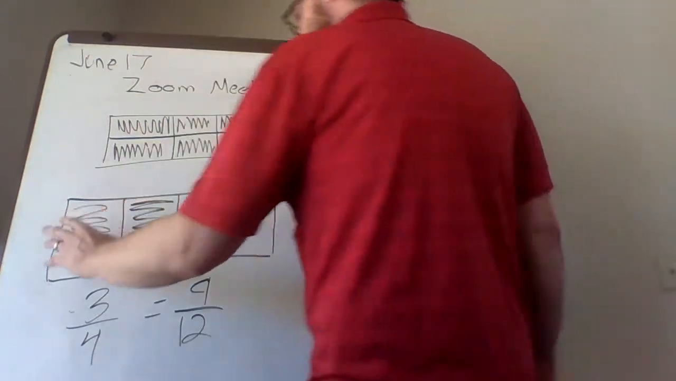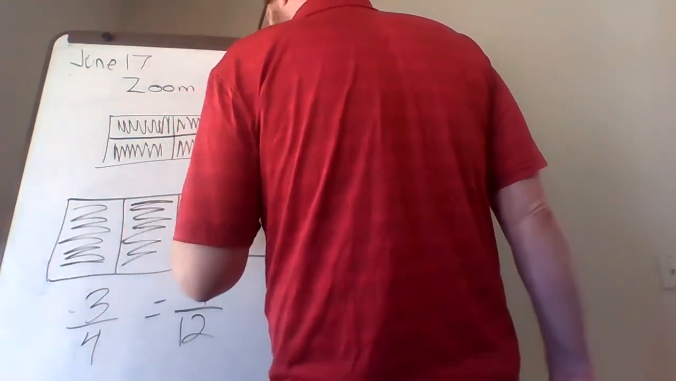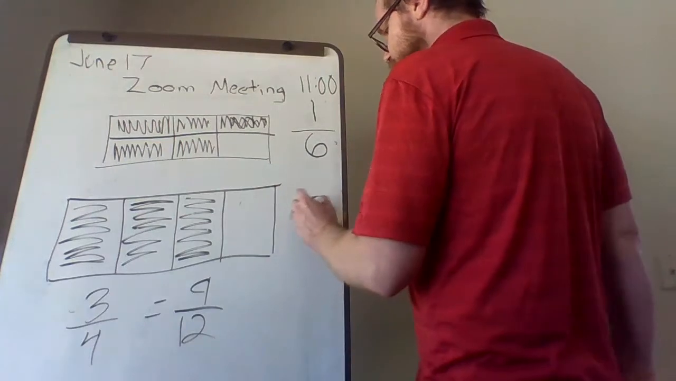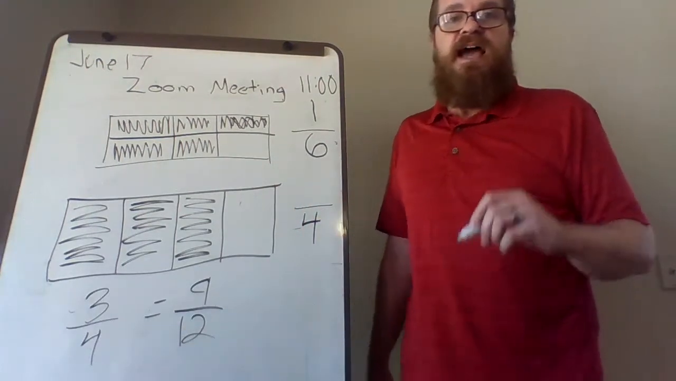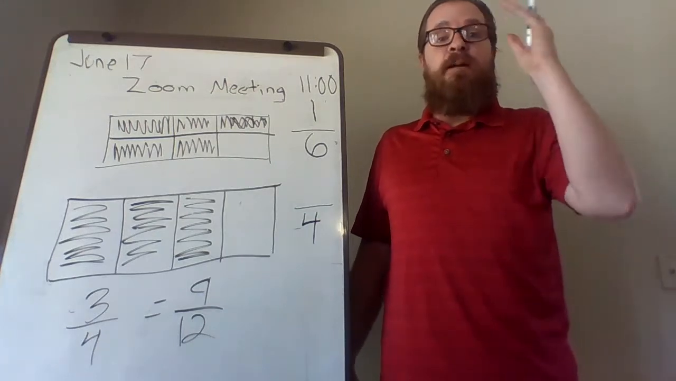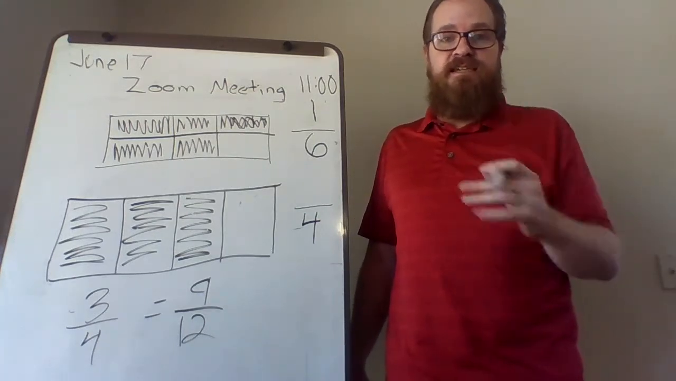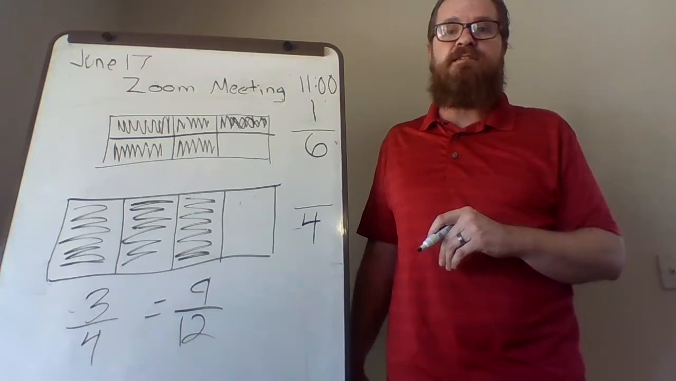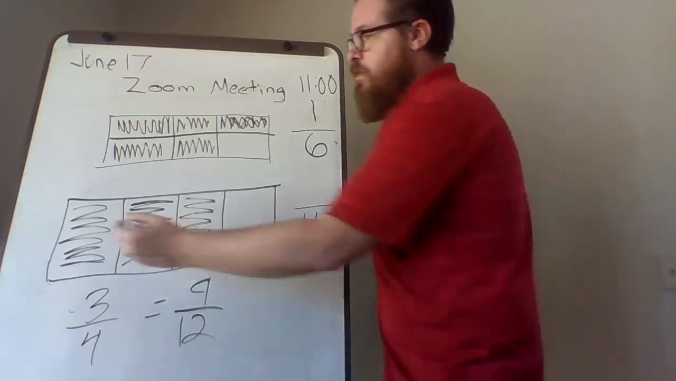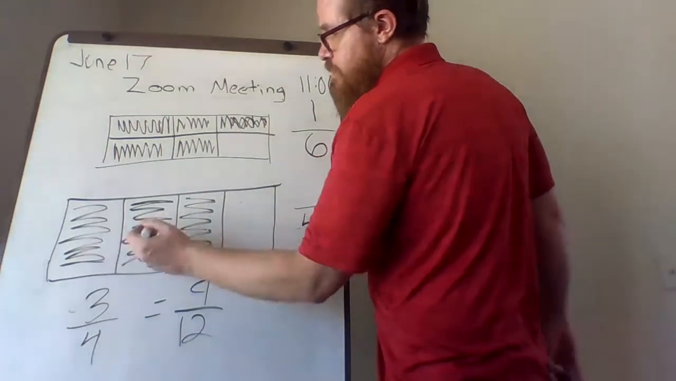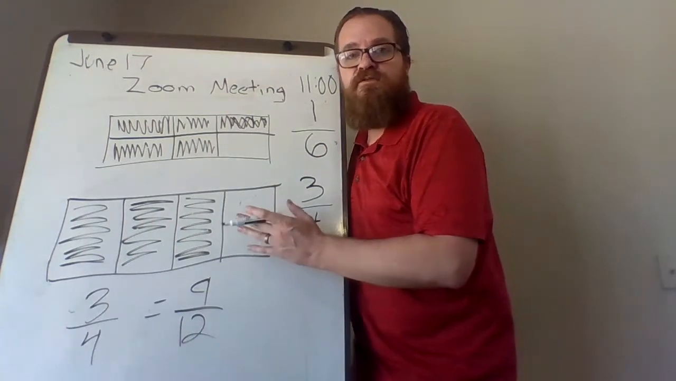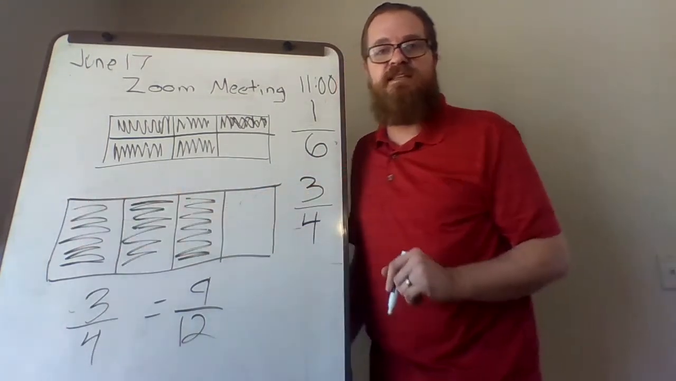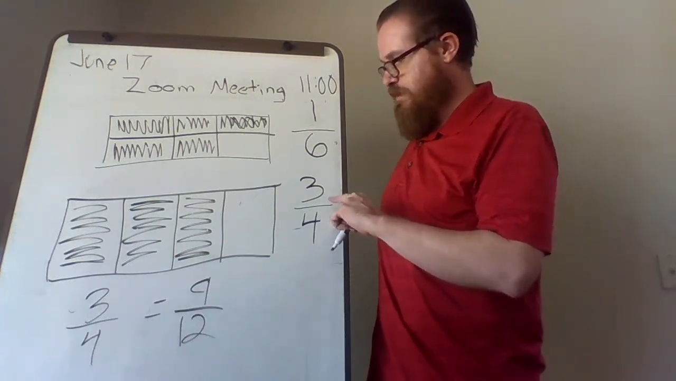So let's take a look at a fraction. Now this right here has 1, 2, 3, 4 sections. So I know that my denominator is 4. And I want to know the amount that is shaded in. So I'm going to count how many sections are shaded in. 1, 2, 3. So if somebody asked me what fraction is shaded in, I could say 3/4.